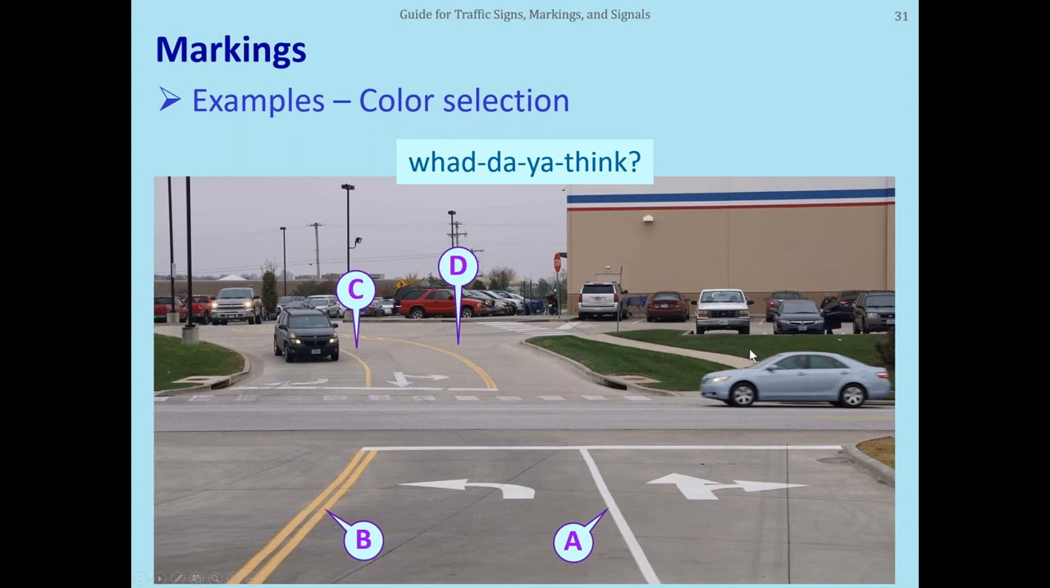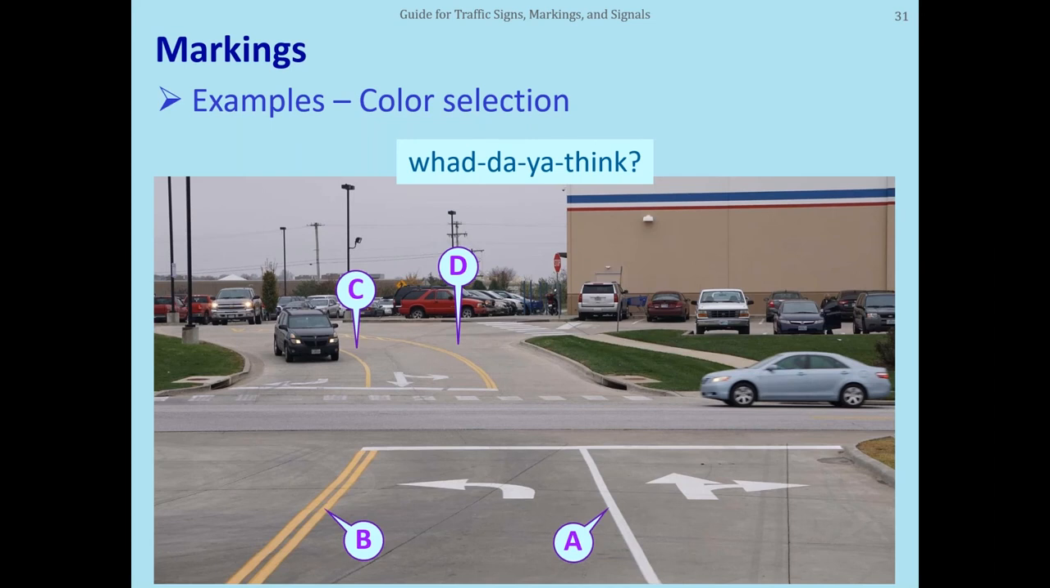Another example for you to evaluate. You've got lines A, B, C, and D. Stacy, this would be a good time for the chat pod for everybody to pick one of these four that is incorrect. So enter in the chat pod either A, B, C, or D, which of the four is incorrect.